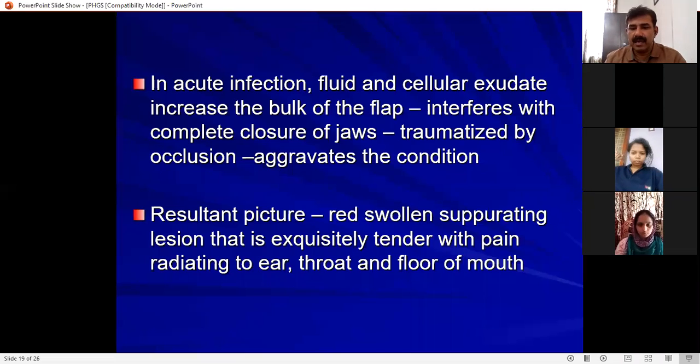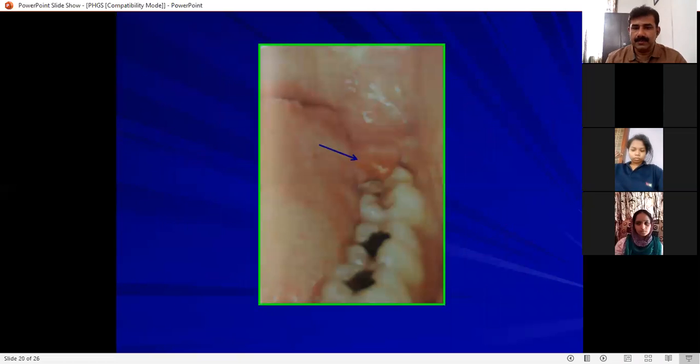The resultant picture is a red, swollen, suppurating lesion that is exquisitely tender with pain radiating to the ear, throat, and floor of the mouth. What happens is, you have a severe infection in relation to this angle of the mouth. Okay, the patient won't be able to open his mouth. The patient is having trismus. The patient can't swallow his food. Okay, and it is extremely painful. There is an abscess, and you have pain radiating to the ear, throat, and floor of the mouth. So this condition is known as acute pericoronal abscess.